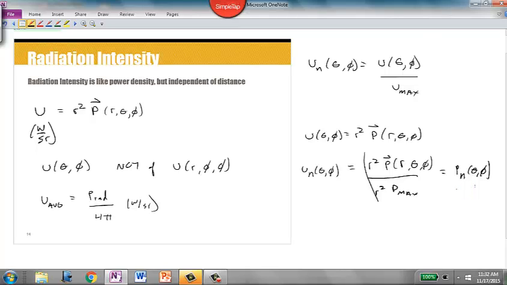So some people say radiation plots or antenna plots are plots of radiation intensity. Other people say normalized radiation intensity. Other people say that they're plots of normalized power density functions. Semantics, they're the same thing. So if we have an antenna plot, it is giving us normalized power. It is giving us radiation intensity. It doesn't discriminate between the two.